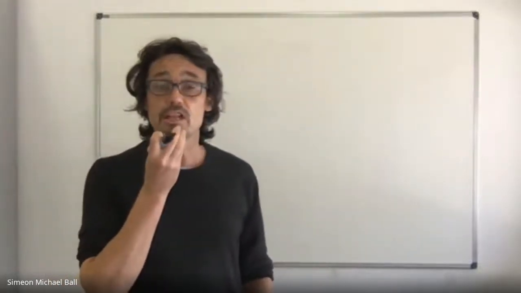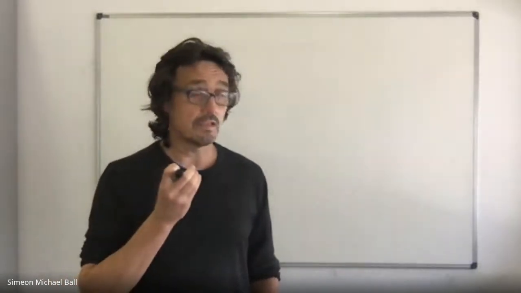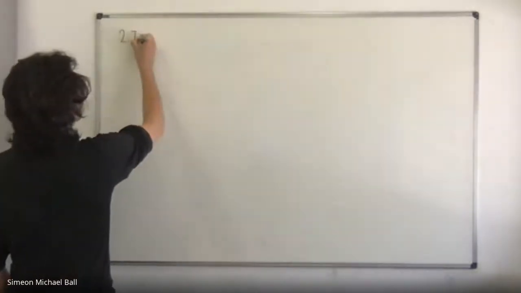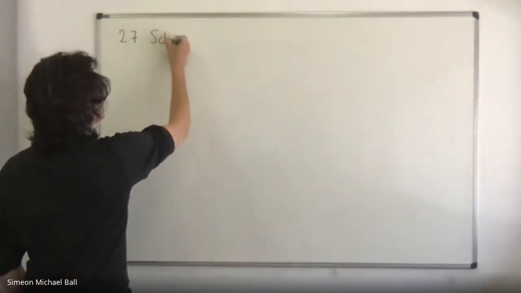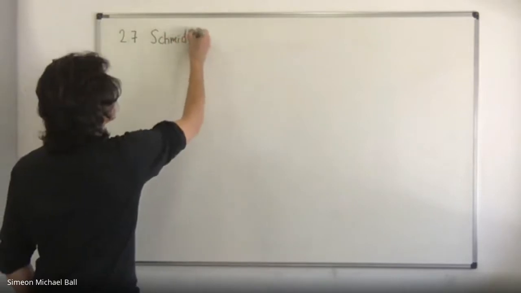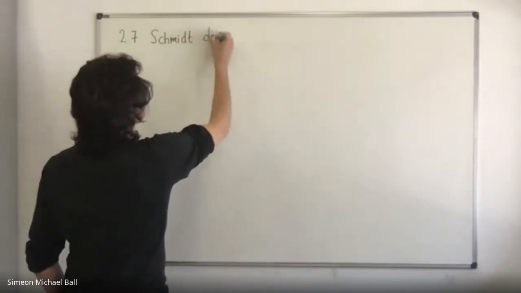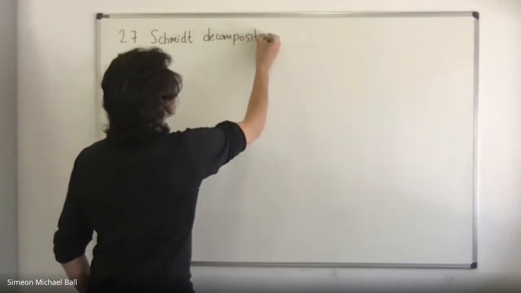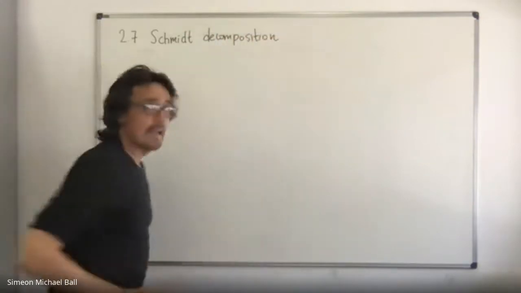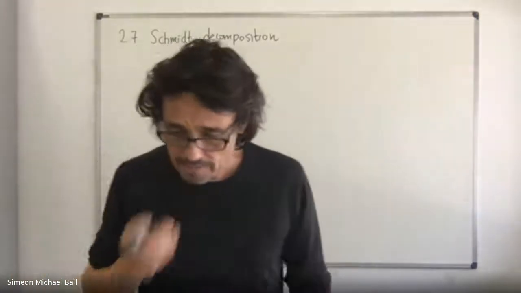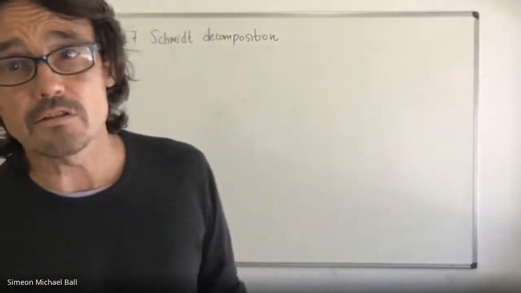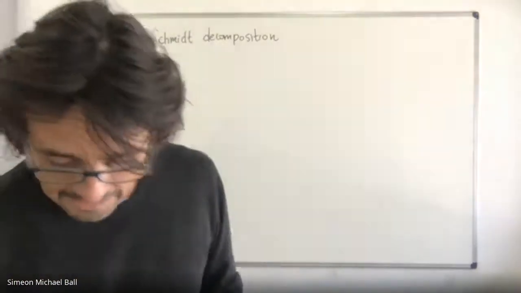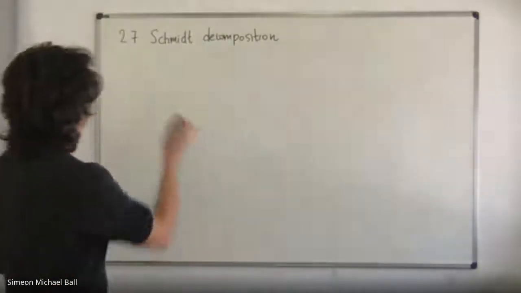The theory classes for section 2, and the only thing that we've got left to do is Schmidt decomposition. And this is important as it's going to give us a measure of entanglement. I'm going to start with an example.